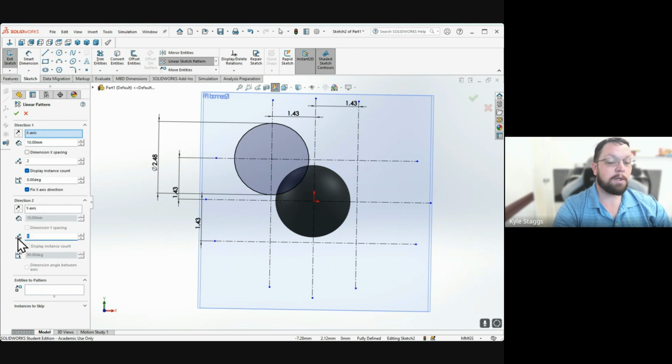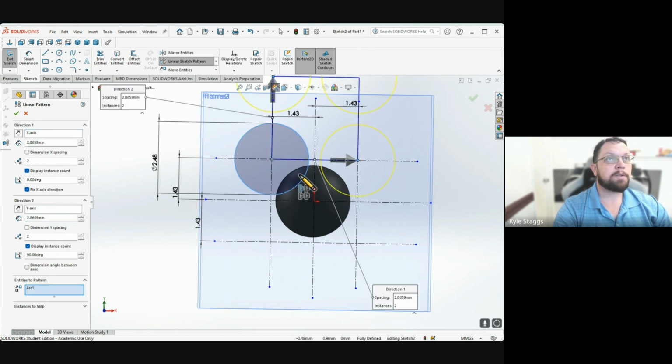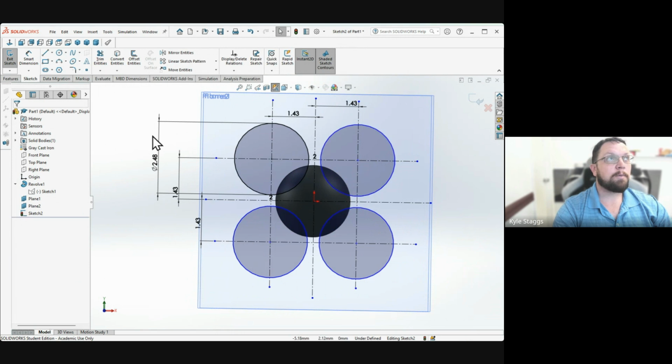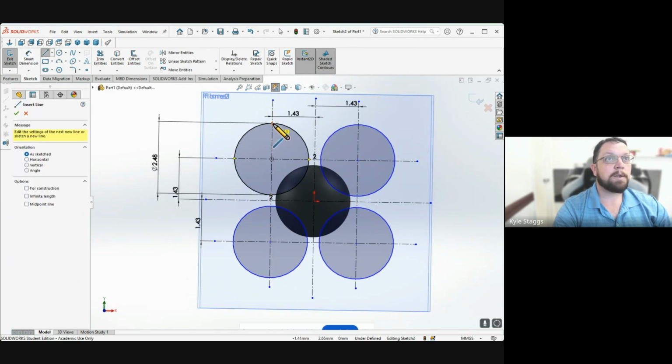We're going to do 2 in X, 2 in Y, and our spacing is going to be times 2 on the x-axis, times 2, and the entities to pattern are this circle, and we're going to flip direction on the y-axis, and we've got all of our patterns there.